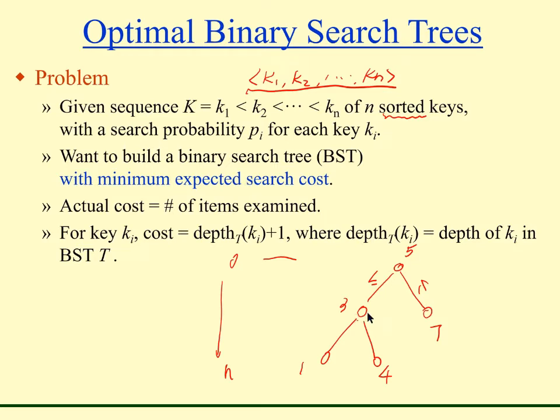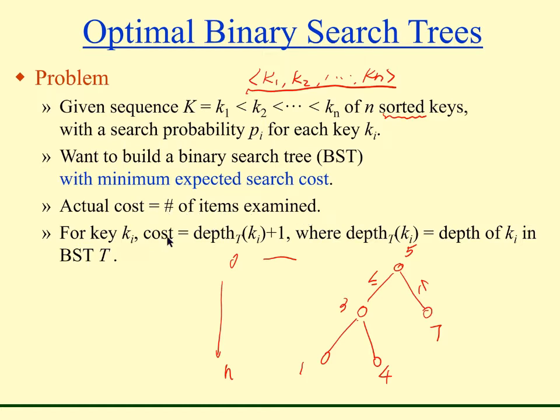So each one has a cost. Cost means how many keys you need to reach before you find it. That means how many you traversed or searched. Okay, that means 1, 2, 3. Put here the cost is 3. If this one is 2, if this one is 1. So actual cost is the number of items examined.